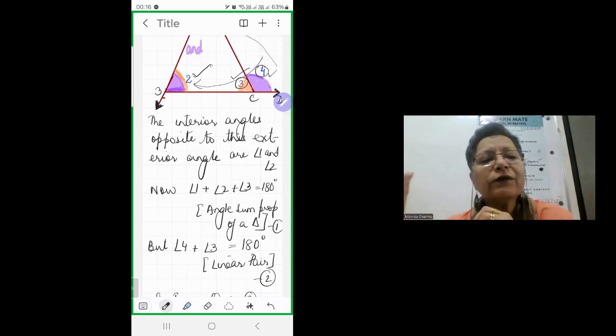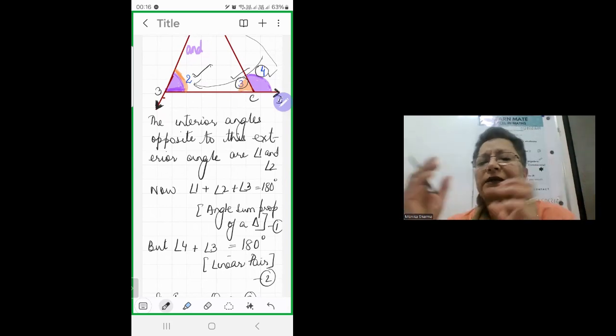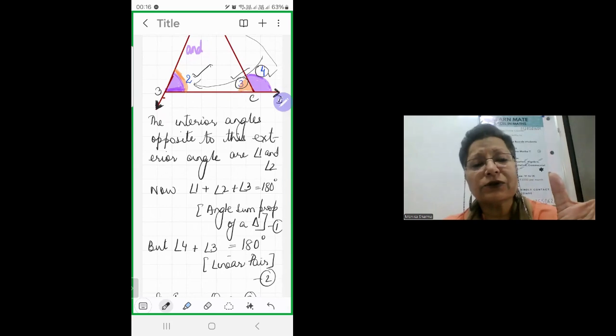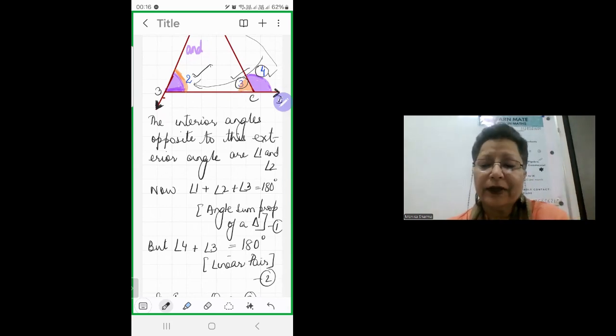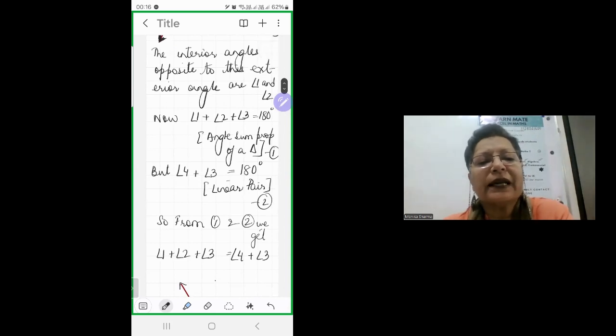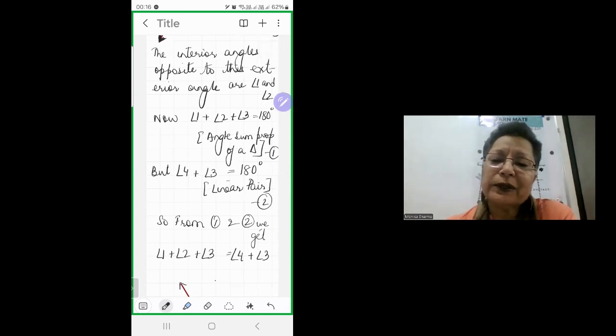And on the other hand, you have 4 and 3 equal to 180. That being so, equal things are equal to each other. So I'll have 1 plus 2 plus 3 is equal to 4 plus 3. That having been said, from my equations which are labeled at 1 and at 2, 1 plus 2 plus 3 is equal to 4 plus 3.